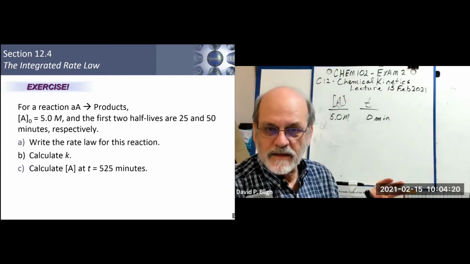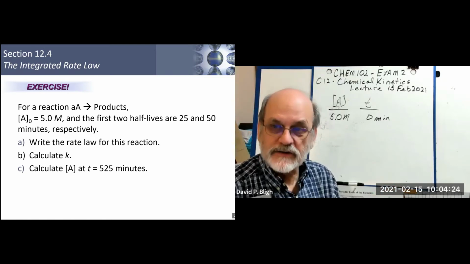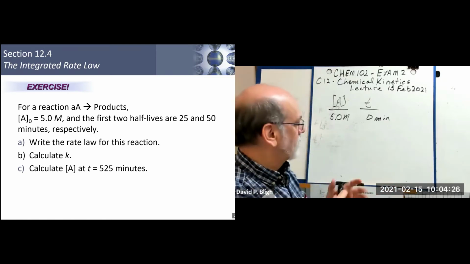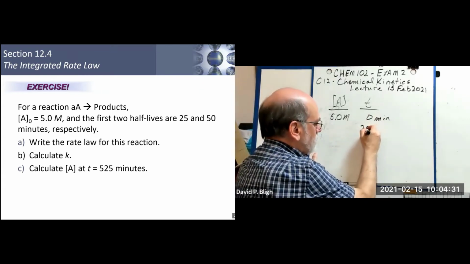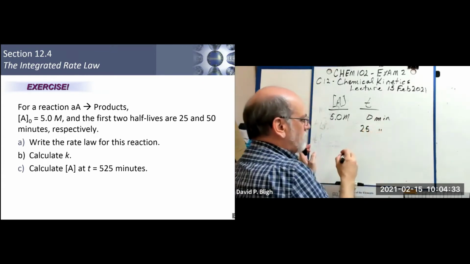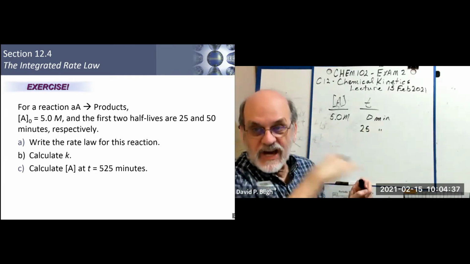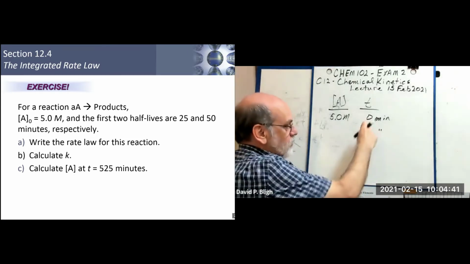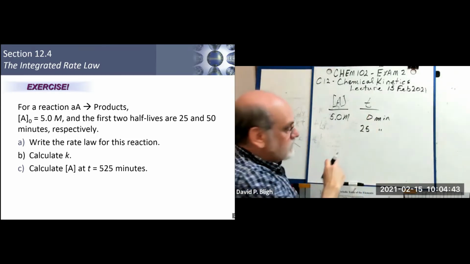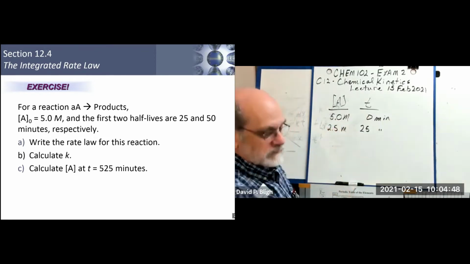Now we're given the first 2 half-lives. So the first half-life is 25 minutes. So for the first 25 minutes, what happens to the concentration of A? It's cut in half. That's what that means, half-life. So after 25 minutes, you get 2.5 molar.